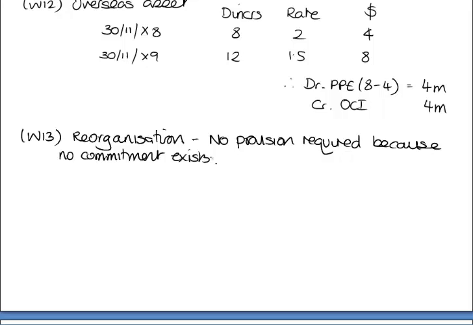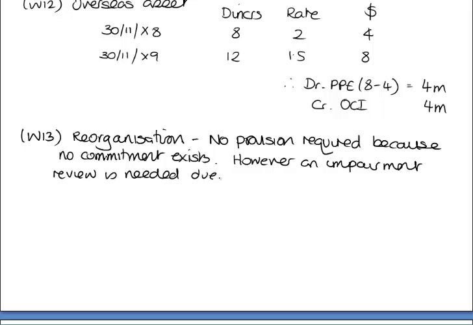It does say, however, that Grange is concerned that the parent company's PPE have lost value during the period because of a decline in property prices. But however, an impairment review is needed due to the decrease in property prices.